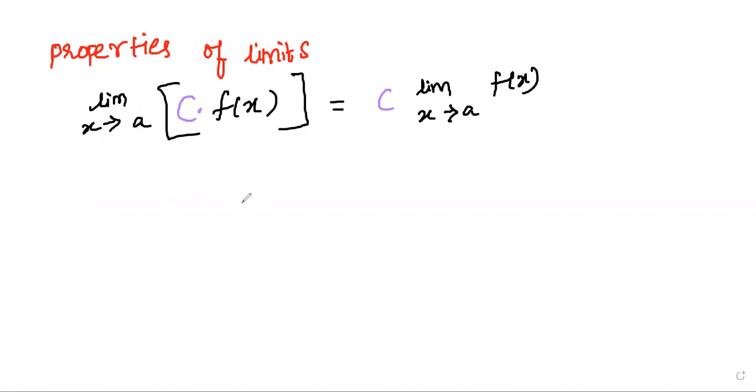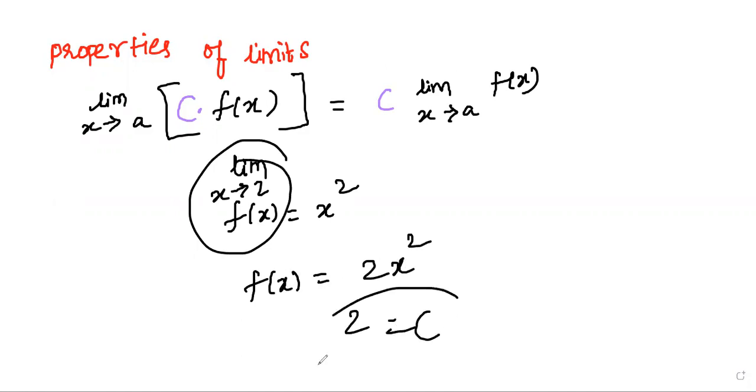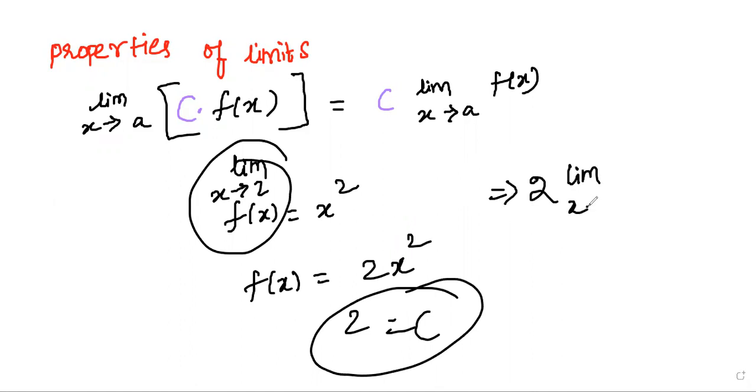For example, we were discussing f of x is equal to x square. And also, I gave you limit like x approaches 2. What if I gave f of x as 2 times x square? The 2 is the constant, isn't it? So I don't have to change the entire problem. Now I can rewrite my problem into 2 times limit x approaches 2 of x square.